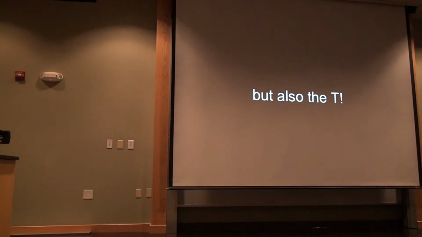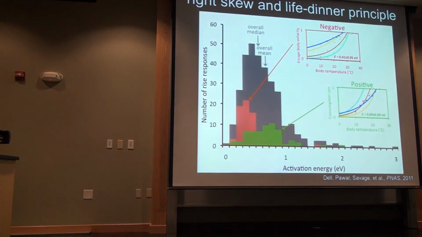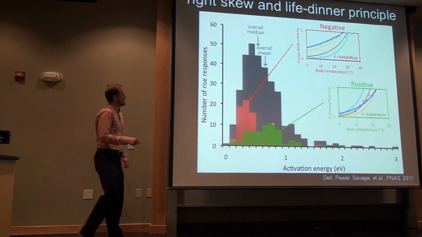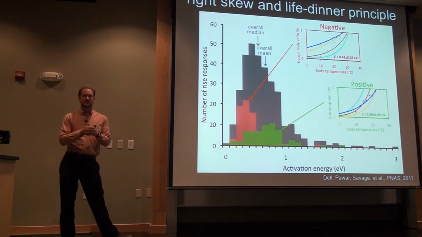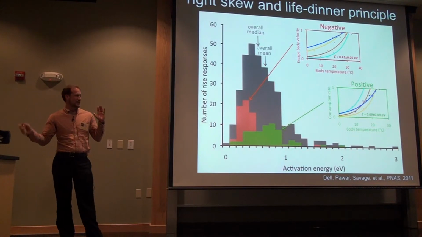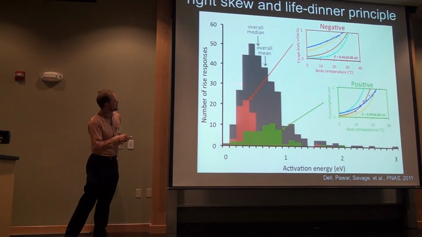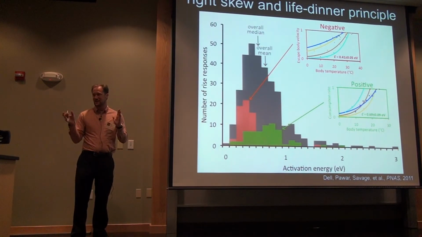And before I finish, I have to say, but also the T, to acknowledge Winyan's talk exactly. And so just to say one thing about the T, we've also been looking at how temperature dependence varies in species interactions. And this is a distribution of activation energies across a huge swath of data for interactions. Well, actually, this includes physiological traits and interactions.